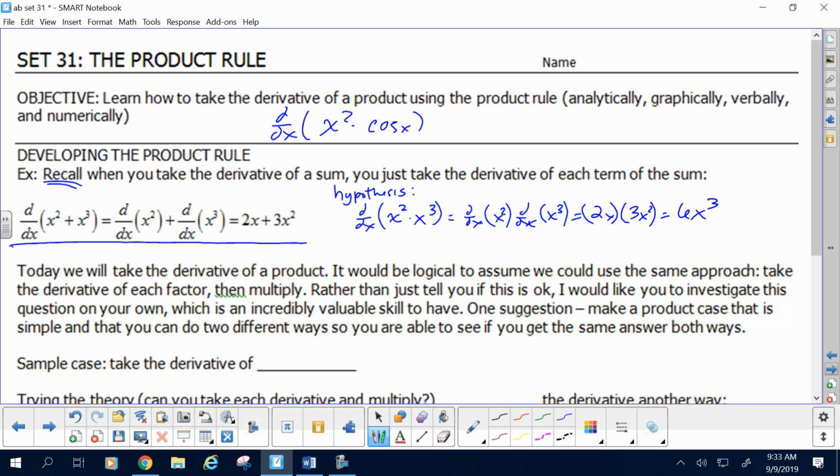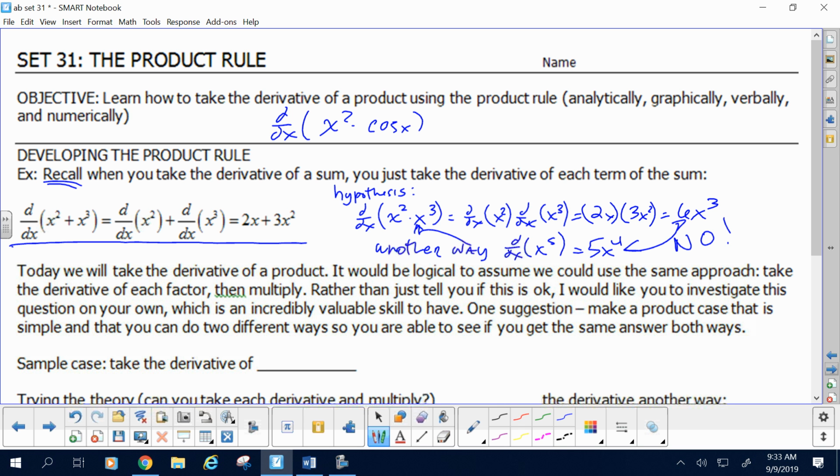But the reason I use this function is because I could know. What should this be another way? Well, what is the derivative of x squared times x cubed? Couldn't we simplify first? Yeah, it is the derivative of x to the fifth. And what is the derivative of x to the fifth? 5x to the fourth. So does it work? No. That does not work.